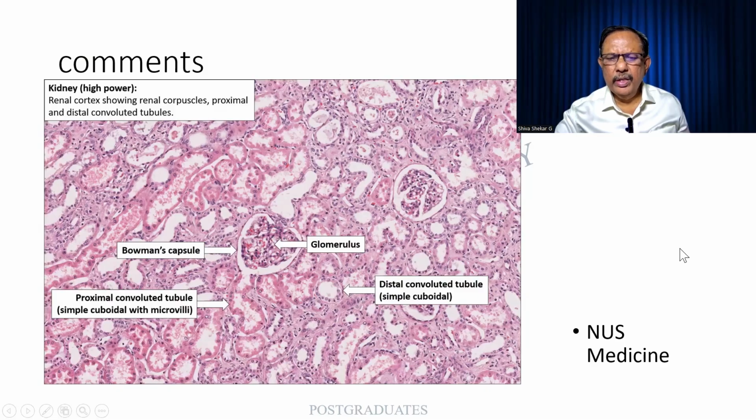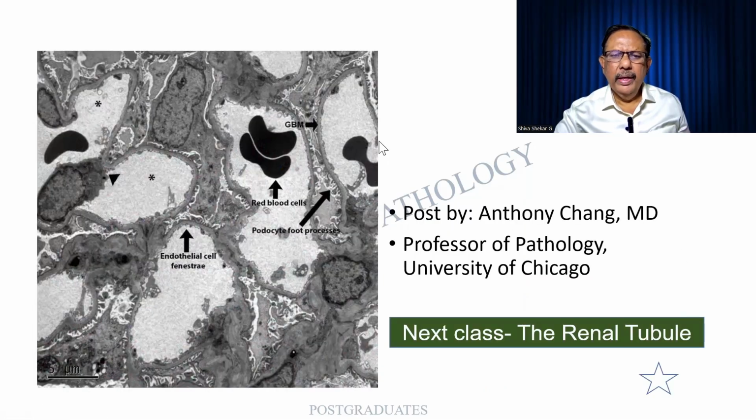the National University of Singapore. And microscopically, or electron microscopically, this is what we see. So these are the RBCs in the capillary, and there is the endothelium. Externally, this is an epithelial cell that is over there. And what happens to the foot processes, etc., we are supposed to find out. The stroma that supports is the mesangial matrix. Courtesy Anthony Chang. Next class, we shall see the renal tubule.